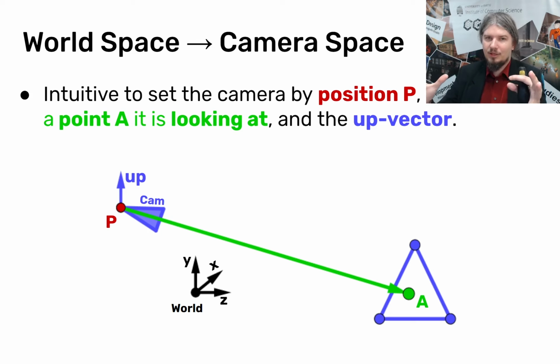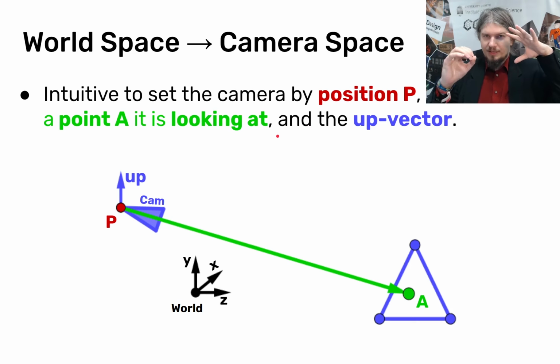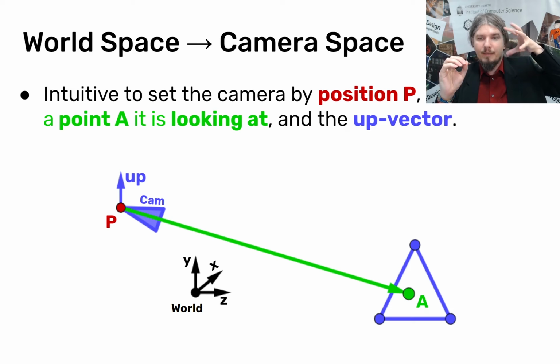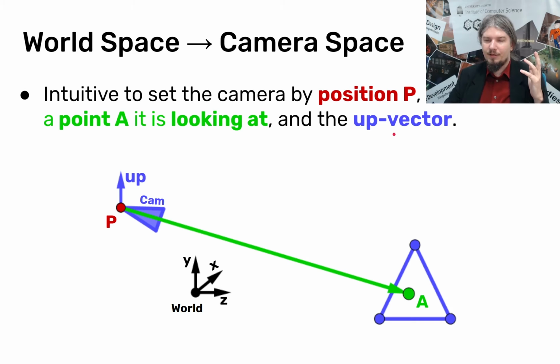Let's say we have a table in our world, and we have positioned the camera away from the table, and we want it to look at the table. So there is this point A that it is looking at. And then we have one more degree of freedom. If the camera is looking at our object and is positioned somewhere, there is still the roll of the camera. How is the camera rolled in relation to the object it's looking at? This is defined by this up vector. It doesn't have to be the top basis vector of the camera space. It just has to be some vector that defines the up direction, fixing the camera's roll.